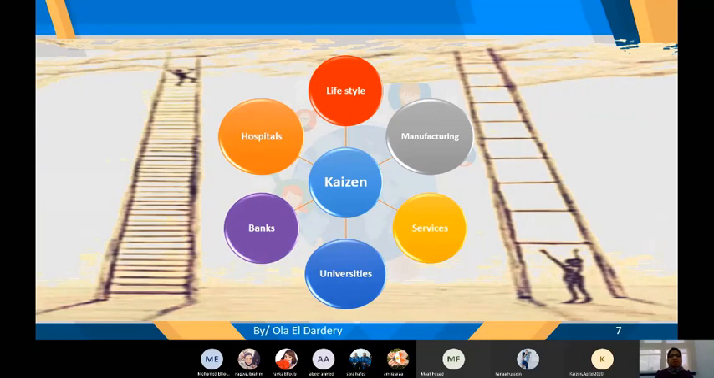So as well, this is how Kaizen works. As we can see, there is a person who is not able to go up the ladder, and on the other side, on the left side, we can see the person who is on top of the ladder because he's using Kaizen, because he can simply implement changes.